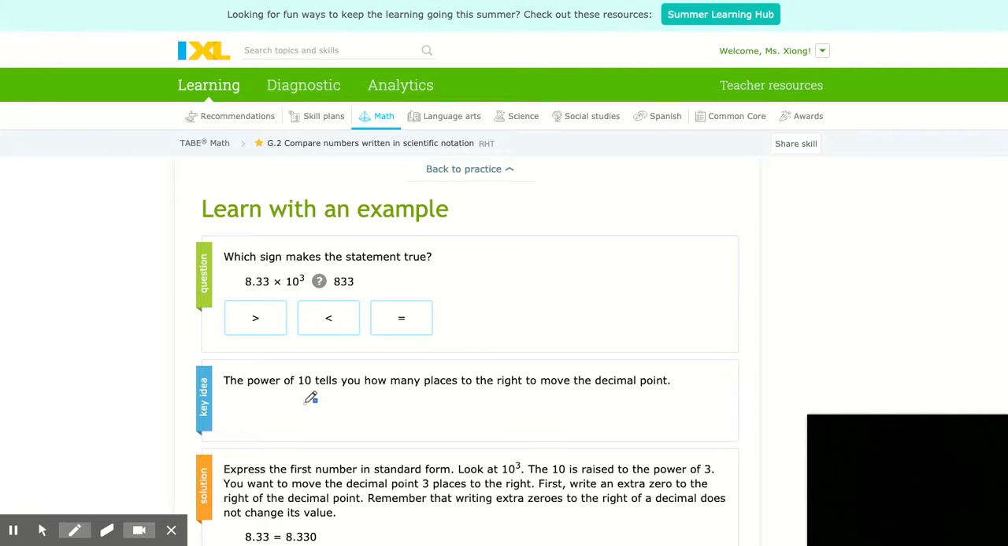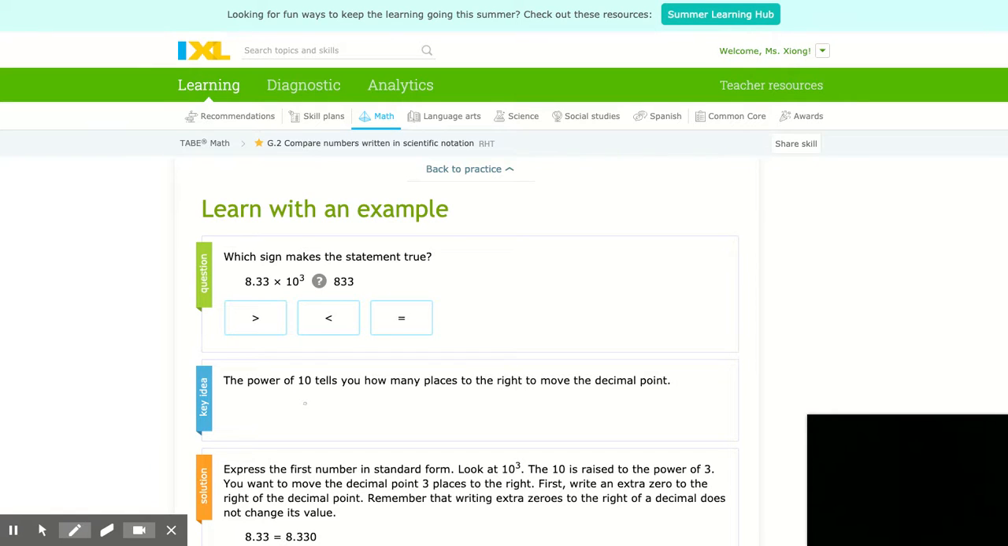All right, so the key to comparing scientific notation numbers, or numbers written in scientific notation, is to look at the power, because that's how many times we're going to move the decimal to the right. So the higher the power, the larger the number should be.